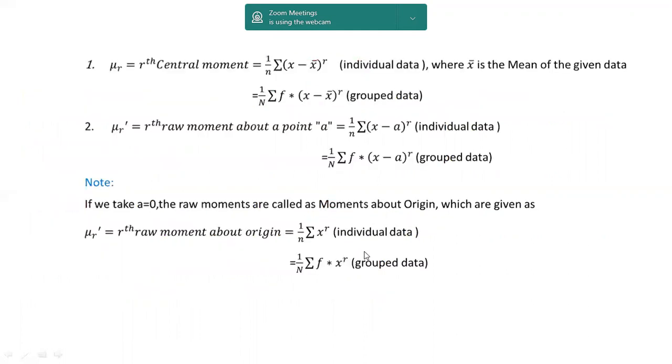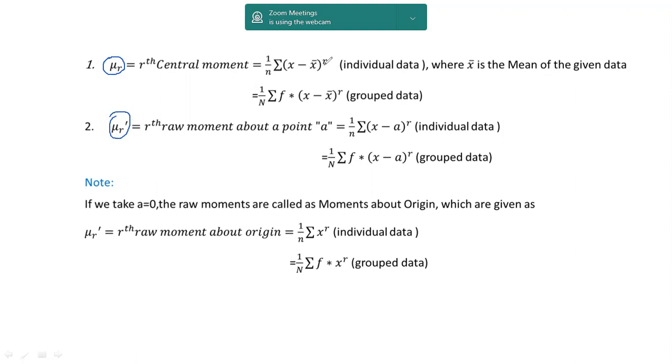So here is the example. Central moments we indicate with mu r, and raw moments we indicate with mu r dash. Here mu r is nothing but the rth central moment. The rth central moment formula is 1 by n summation of x minus x bar whole power of r. Here r is the power we have to take.